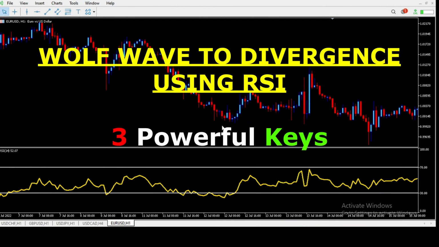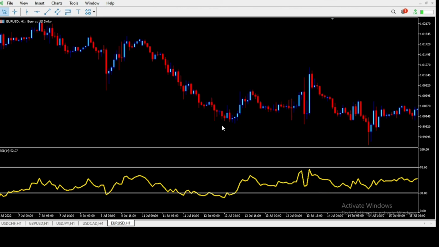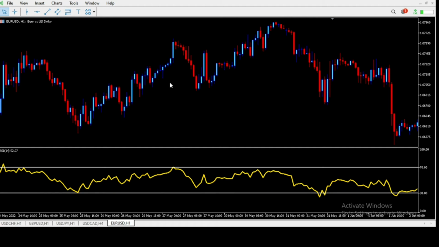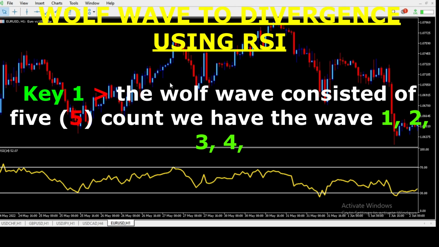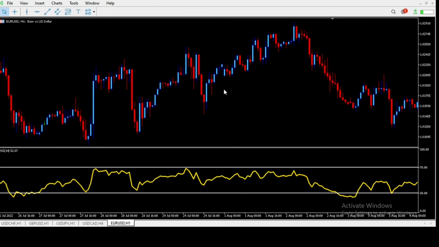I'll also give you three key powerful keys for the bullish and bearish market. Now, let's go. Key number one is that the Wolfe Wave counts between five waves. We have wave 1, wave 2, wave 3, and also wave 4. Our basic concern on this part is definitely wave 5.